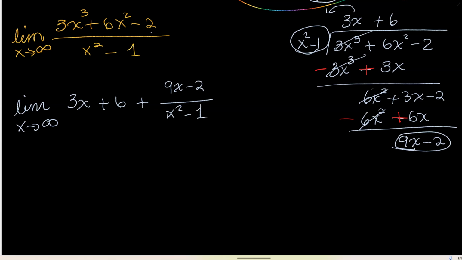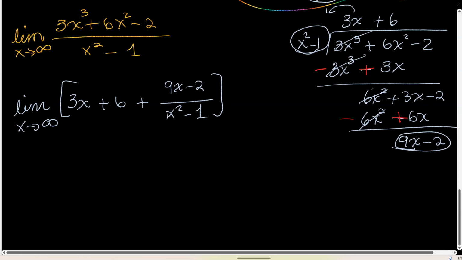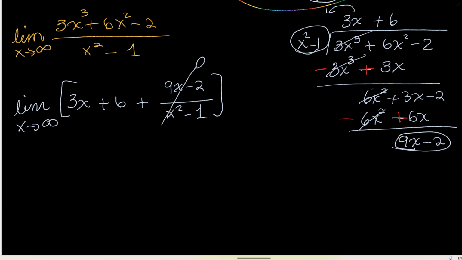Okay, so when you are taking the limit of this whole entire expression here, you will see that this will go to 0, because what we're going to do is divide everything by x squared. So on the numerator, you will have 0, and on the denominator, you will have 1. So that equals 0, right? And so again, our limit just becomes 3x plus 6.